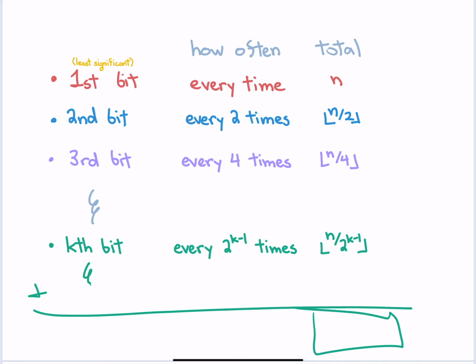2n, at most 2n, right? Because you're going to get n plus n over 2 plus n over 4 plus n over 8, 1 plus 1 half plus 1 over 1/8, that all adds up to 2. Okay? So in the aggregate, I'll only flip 2n times.